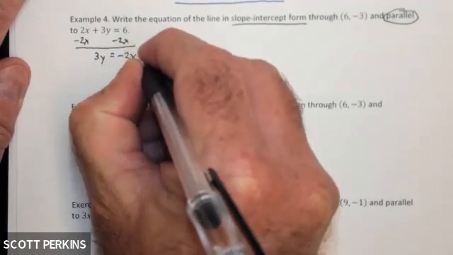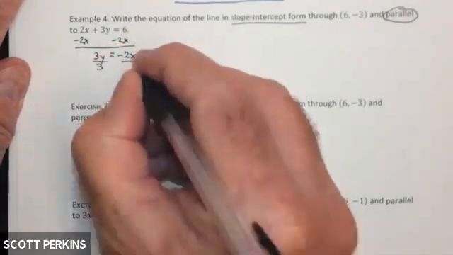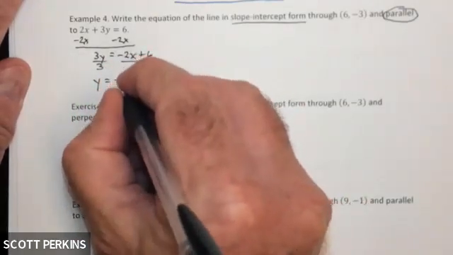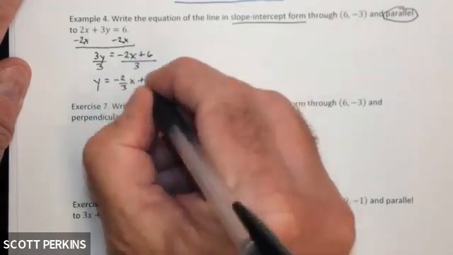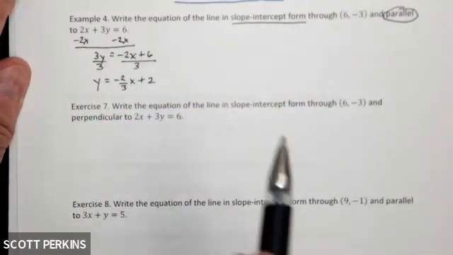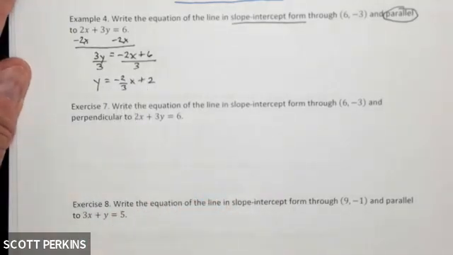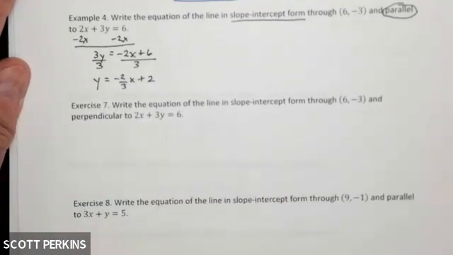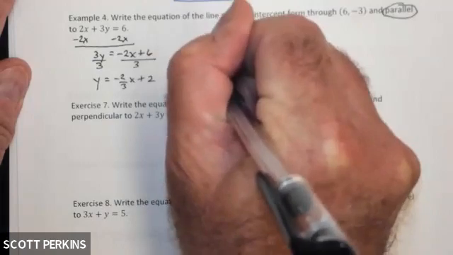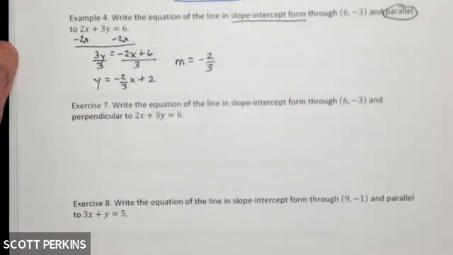So we've got 3y is equal to negative 2x plus 6. Divide by 3. And I end up with y is equal to negative 2 over 3x plus 6 over 3 is 2. I want my line to be parallel to this line, meaning I want my line to have the same slope as this line. So what is the slope that I'm going to use? All right, I'm just going to write that right here, negative 2/3. I don't care about the y-intercept of that line. It's immaterial to me.